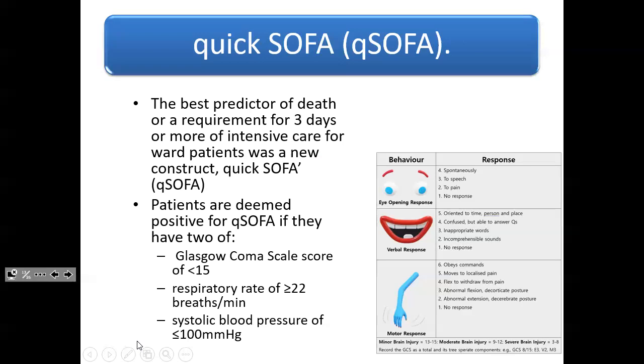What are the other two? Low blood pressure and high respiratory rate. So the normal respiratory rate is from 12 to 16. 12 to 16, right? Well, if it is above 20, above 22, then it fulfills the second criteria for quick stroke.